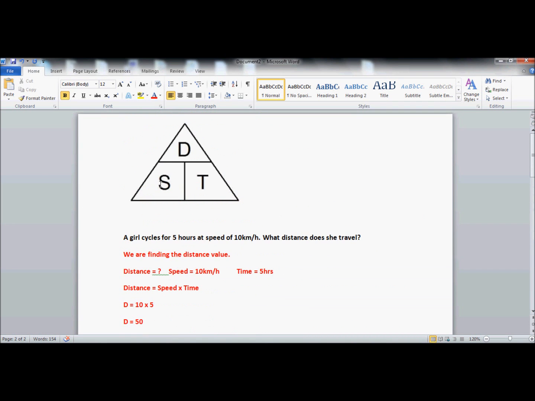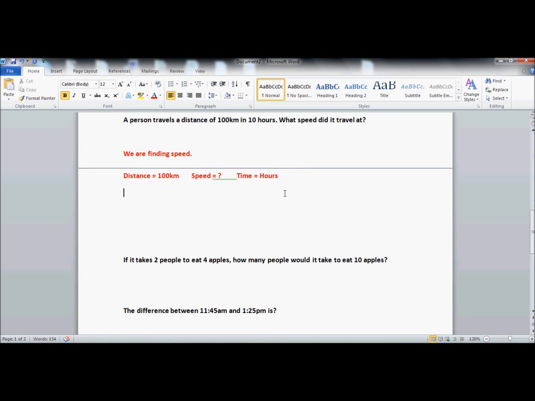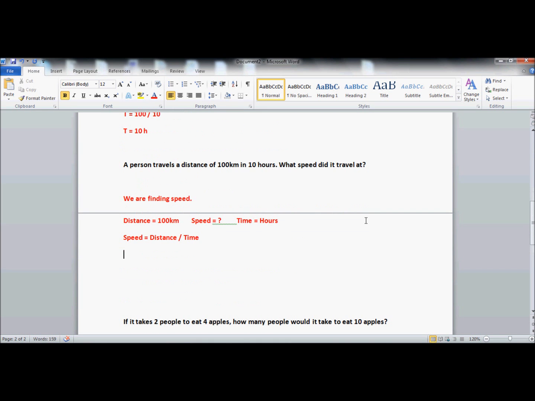Going to the formula triangle again, we are looking for speed, so we cover up the S with our hand, and it becomes D above the T. So speed equals distance over time. Now we just have to fill in the values with the ones we know. So s equals 100 kilometers, that's for distance, divided by 10 hours. And then speed equals 10, and now it's kilometers per hour. Very simple.